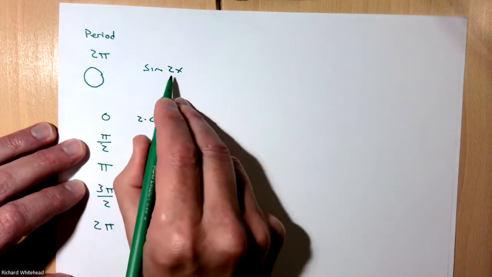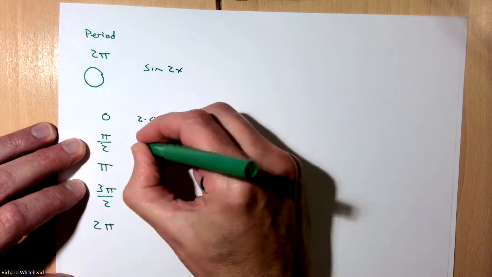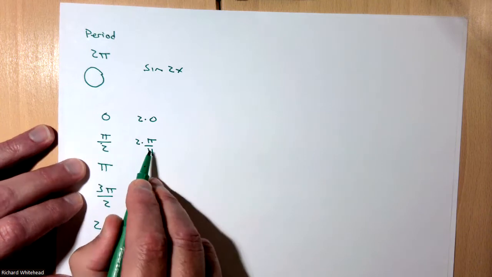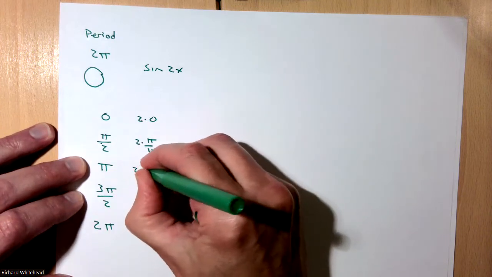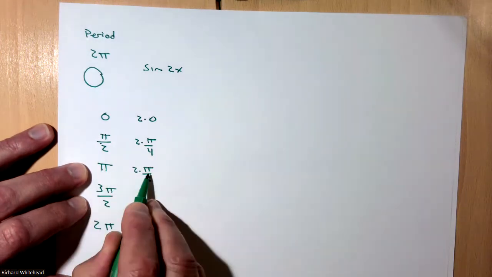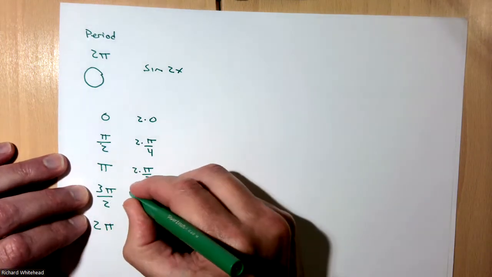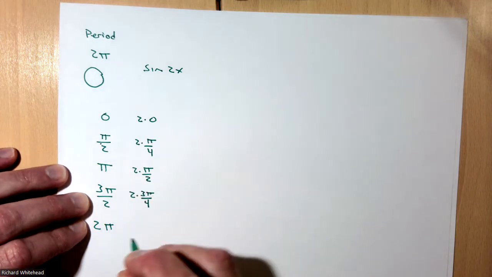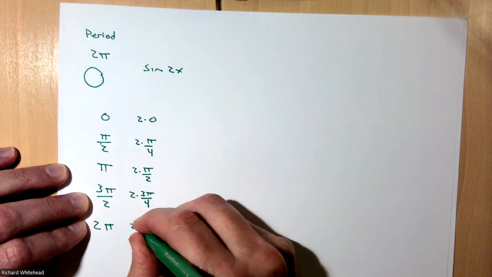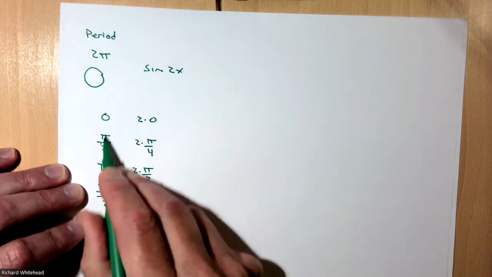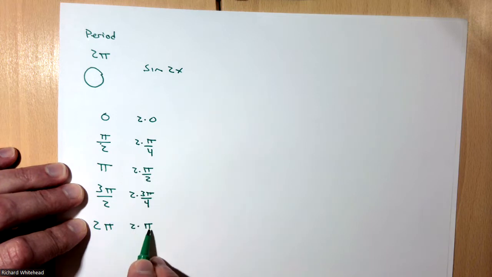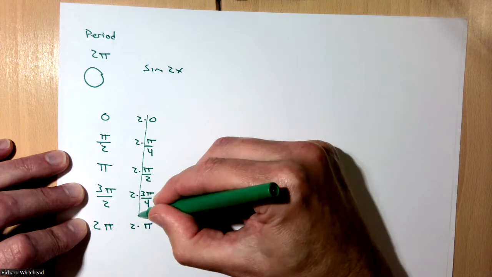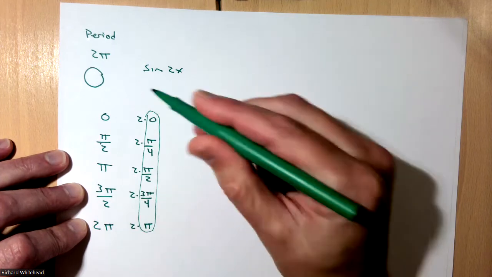But if I put a number out there, 2 times 0 is just 0. But how would I get pi over 2? If I had a 2 out there, how would I get pi over 2? Well, that would be 2 times pi over 4. Oh, it cut that in half. If I've got a pi right there, that would be 2 times pi over 2. Oh, that's cut in half. If I've got 3 pi over 2, that's 2 times 3 pi over 4. That's cut in half. And if 2 pi is what I want, that 2 out front meant I had to say 2 pi. So the effect is everything was cut in half.